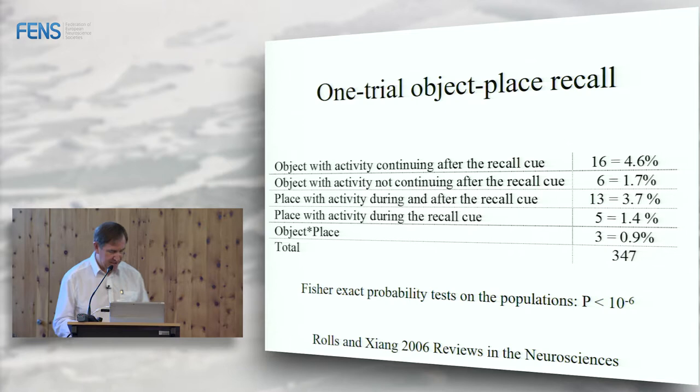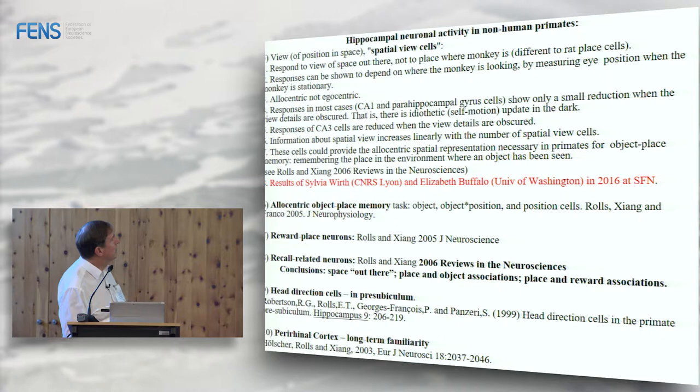Conclusions. Well, this just summarizes some of the properties of spatial view cells. And there was an enormous silence in the literature for a long time. But then this year, at Society for Neuroscience, Sylvia, whose paper you heard yesterday, and Elizabeth Butterlow both gave posters which were talking about monkey hippocampal neurons that are responding to locations out there in the environment.